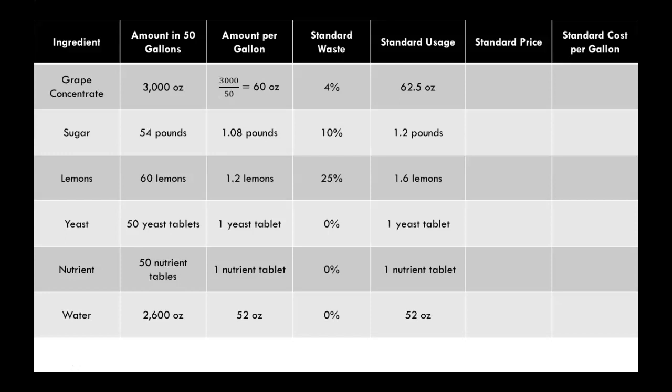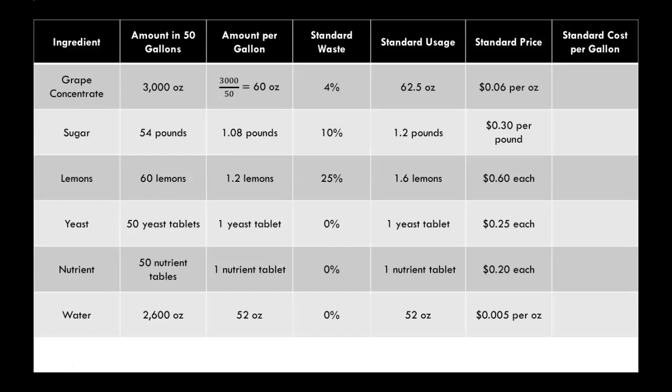So once you've found the standard usage part, the rest isn't too bad, right? The next column is standard price. Those were all given to you at the very beginning of the problem. We were told grape concentrate is 6 cents per ounce. Sugar is 30 cents a pound. Lemons, 60 cents each, right? We were given all of these standard prices, so we just fill that part into the table.